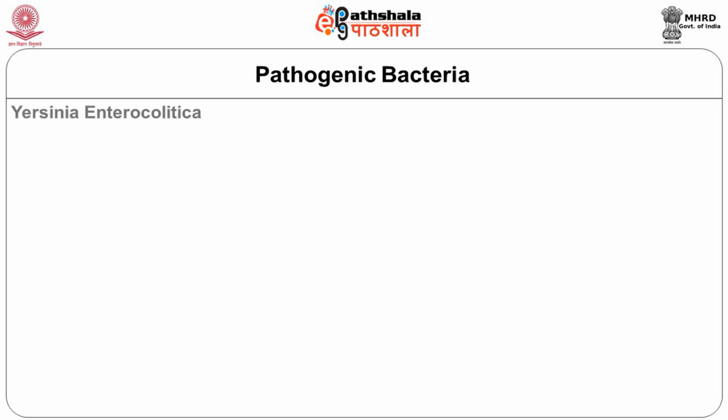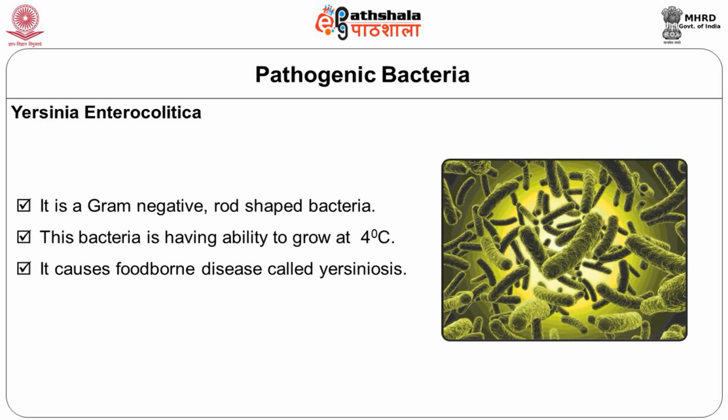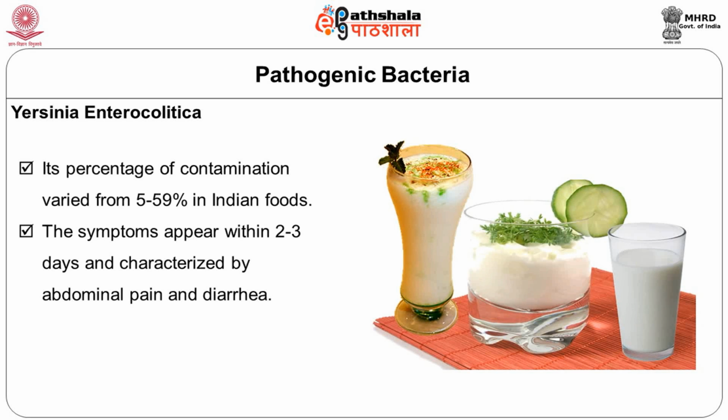The other pathogenic organism is Yersinia enterocolitica. This is a gram-negative rod-shaped bacteria. This bacteria has the ability to grow at 4 degrees like Listeria monocytogenes. They can grow in refrigeration conditions also. It causes foodborne disease called yersiniosis. Symptoms of this disease are high fever, stomach pain, diarrhea. Sometimes vomiting also is observed. The incubation time is 2 to 3 days after you ingest the food.